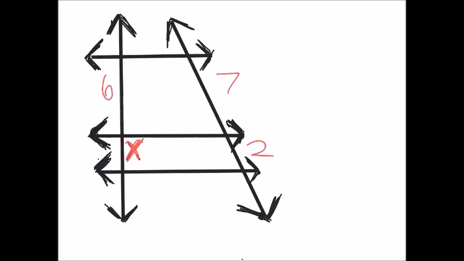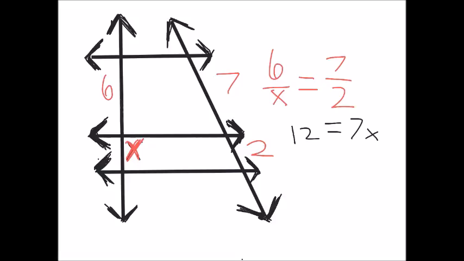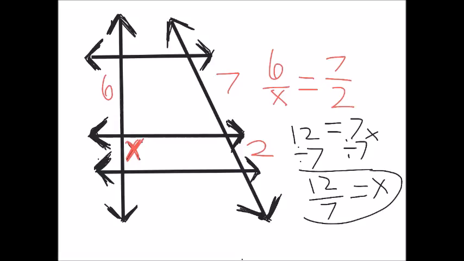What if I want to find this? I can use the theorem. So I can say that 6 over x is equal to 7 over 2. So now I have 12 equals 7x. Divide that by 7. Divide that by 7. So 12 over 7 equals x. That's how you find x. Boom. That's the three parallels theorem.